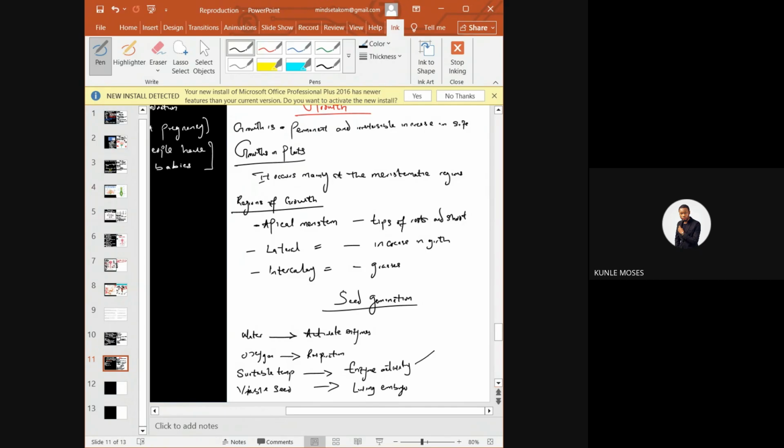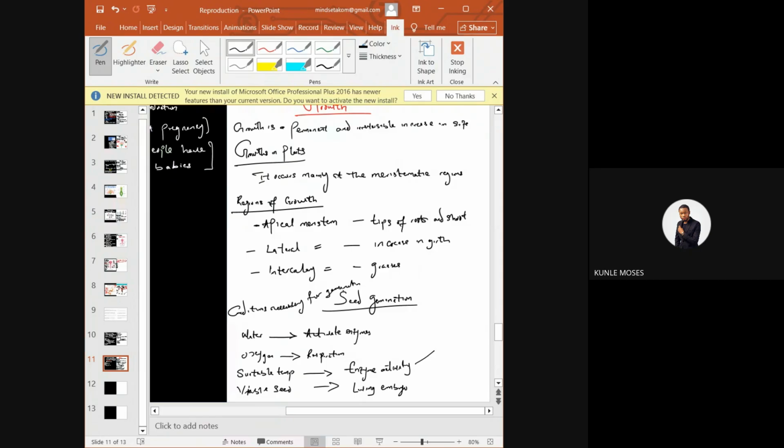So these are the conditions that are necessary for germination. I will explain this better in the next class, that will be next week Monday. Please, light is not essential for germination. Light is essential for photosynthesis, but it's not essential for seed germination. Please take note of that.